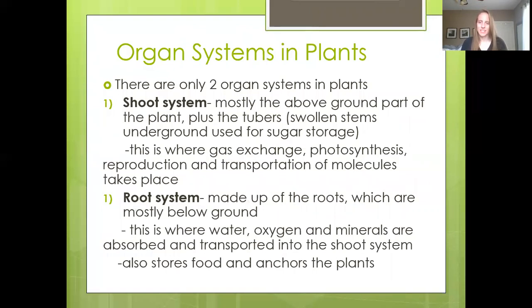And then those different groups of tissues can come together to form organ systems in plants. There are two different organ systems in plants. There's the shoot system and the root system. The shoot system is mostly above ground, so it includes the flower, the stem, the leaves, that kind of stuff. It also includes something called tubers, which are the only part of the shoot system that's underground. They are swollen stems that are used for sugar storage underground.